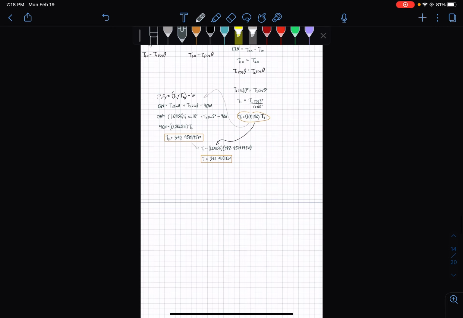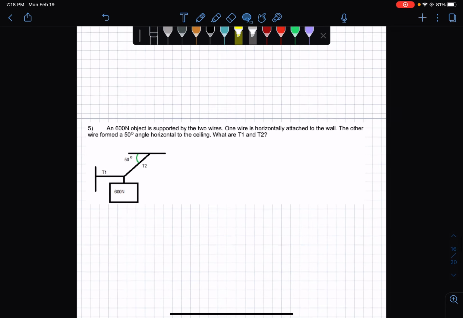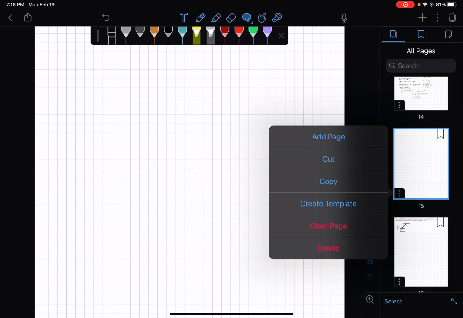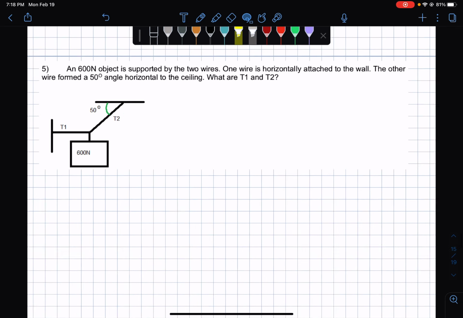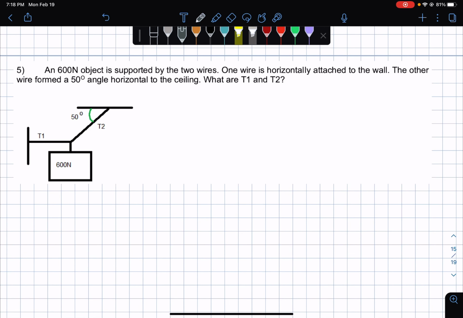Okay, next, number 5. So a 600 Newton object is supported by the 2 wires. One wire is horizontally attached to the wall. The other wire formed a 50-degree angle horizontal to the ceiling. So what are T1 and T2? We need to look for the 2 tensions again. I believe this is 90 degrees.